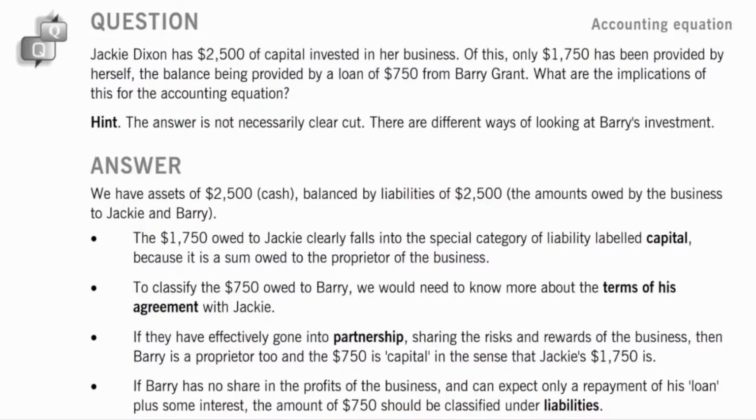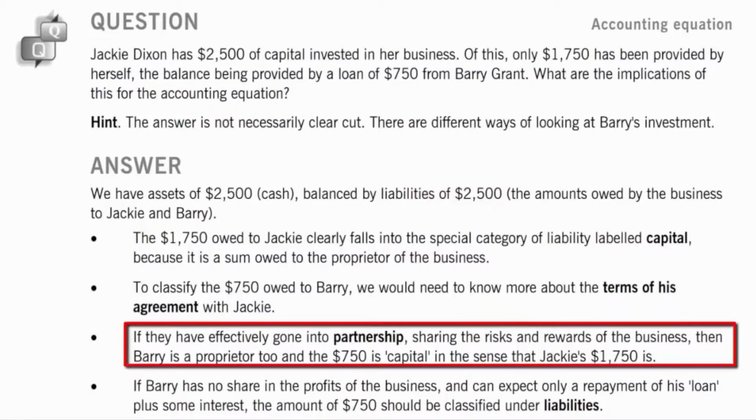Scenario 1. Barry is a partner. If Jackie and Barry are partners in the business, meaning they share the risks, rewards, and profits, then Barry's $750 would be considered capital. Why? Because as a partner, Barry has a stake in the business, just like Jackie. In this case, Jackie's $1,750 and Barry's $750 are both classified as capital.